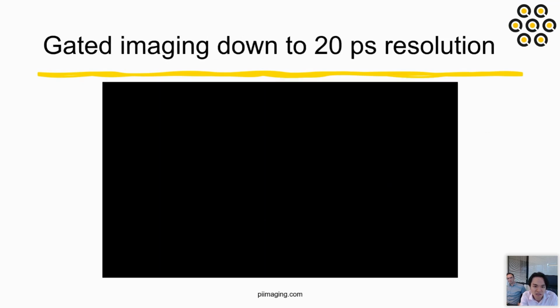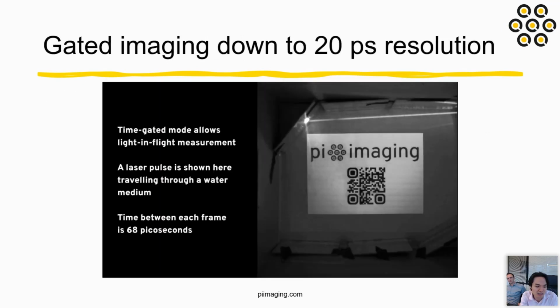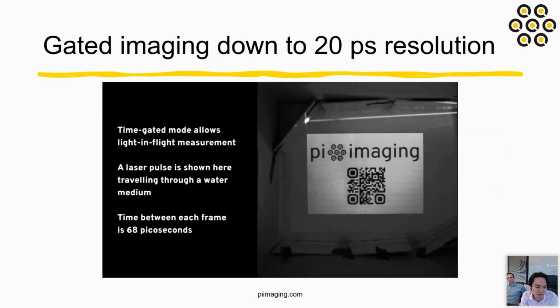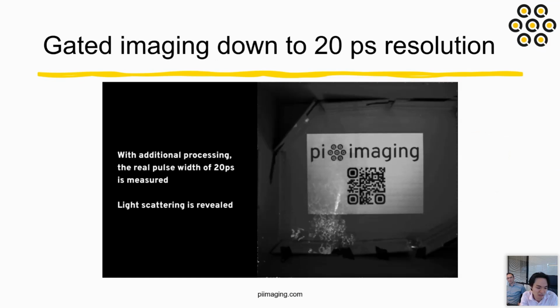So in this example, we're using the gating capability to observe light in flight. With the resolution down to 20 picoseconds, we can observe the laser front traveling in this media. And with further processing, we can even see how the laser light scatters within this box filled with this medium.